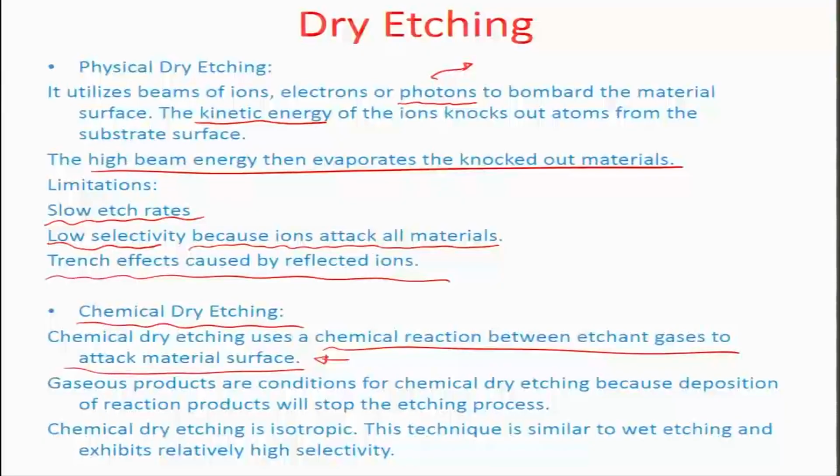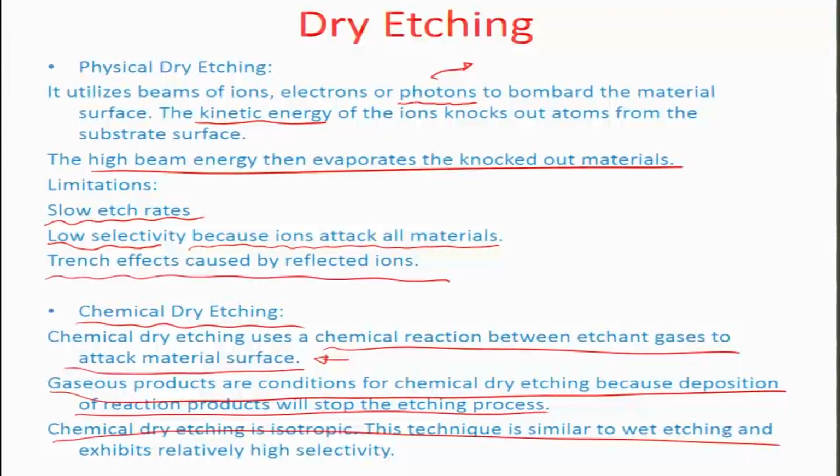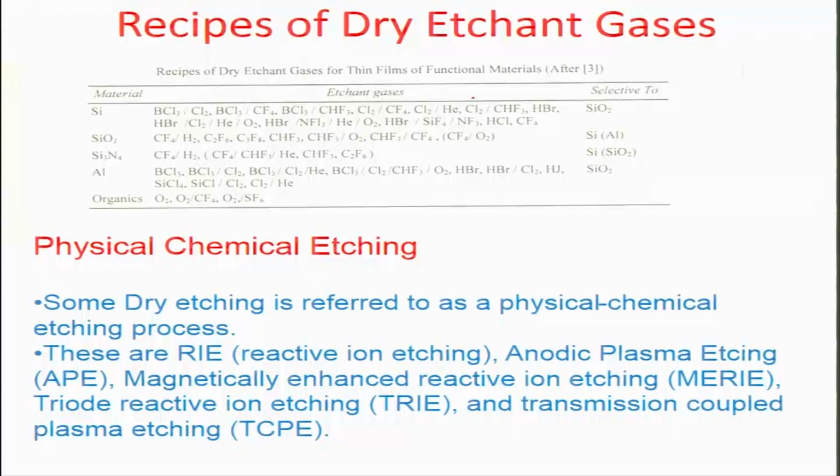So, gaseous products are conditions for chemical dry etching, because deposition of reaction products will stop the etching process. That is one. Also, chemical dry etching is isotropic. The technique is similar to wet etching and exhibits relatively high selectivity. You can see some of the gases or the gas recipes which are selective again to certain materials and are active to certain etch materials. So, for silicon, silicon oxide, nitride, aluminum, and many organics, you have different etch gases or etch chemistries between gases.